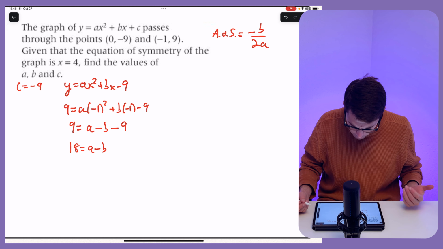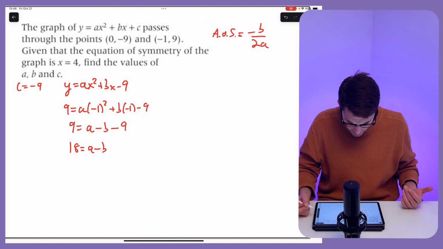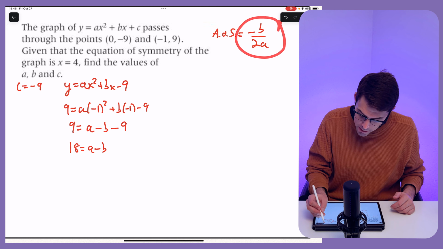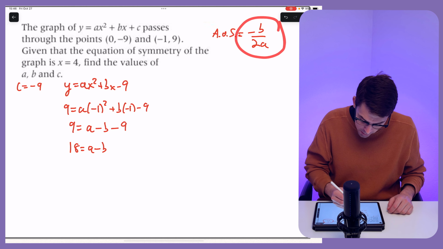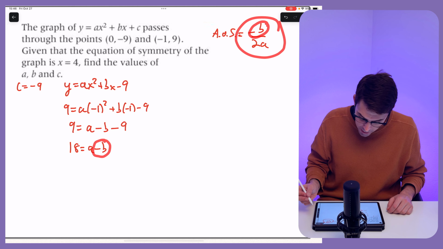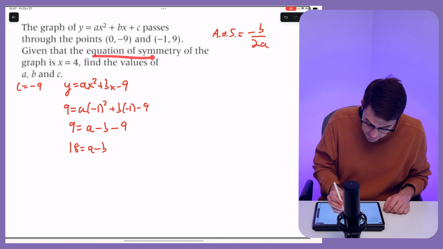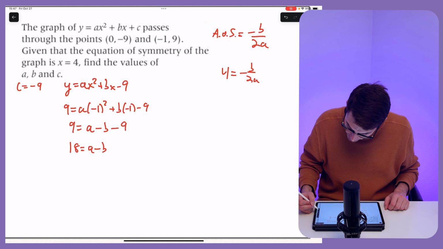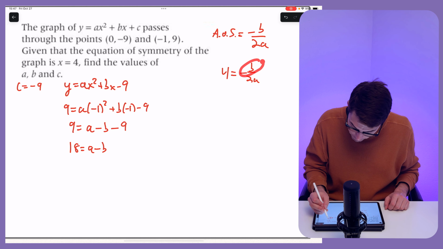So you might be thinking, hey, we're kind of stuck. We have two unknowns, and I don't really know what to do now. Well, if you remember what our axis of symmetry is, negative b over 2a. Look at this. I have a negative b here, and I have a negative b here. And I also know that the axis of symmetry is going to be equal to 4. So let's actually think about this. 4, my axis of symmetry, is going to be equal to negative b over 2a. And recognizing that I have a negative b here and a negative b here, I also have a's.